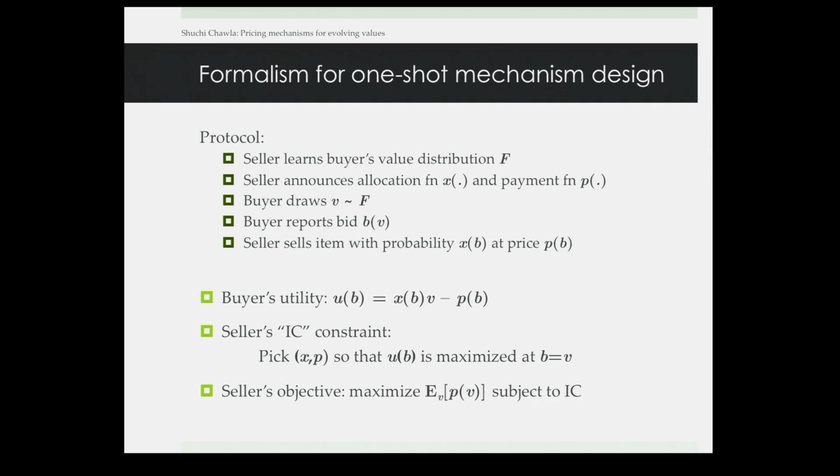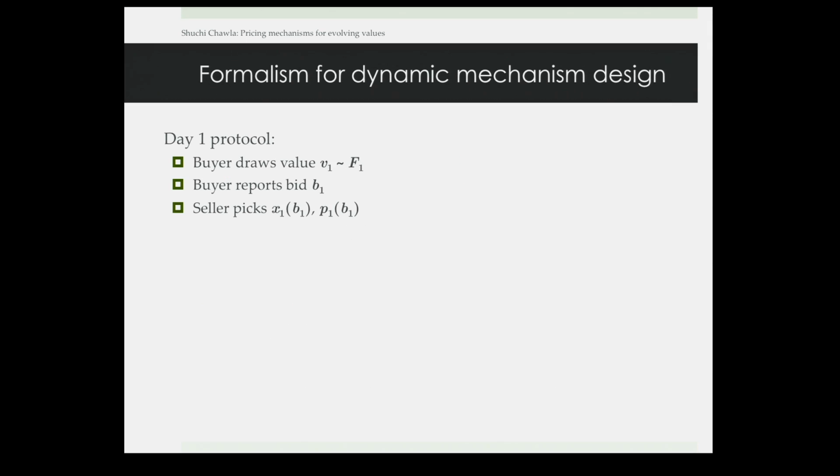And the property that we want is, if the buyer looks at his utility from this sale, so this utility is his value times the probability he got the item minus the price he had to pay, then these functions are picked in a manner that this utility is maximized by the buyer reporting his value truthfully. So it's maximized at b equals v. And subject to this constraint, IC here stands for incentive compatibility, we want to maximize the expected payment that the buyer makes. Okay?